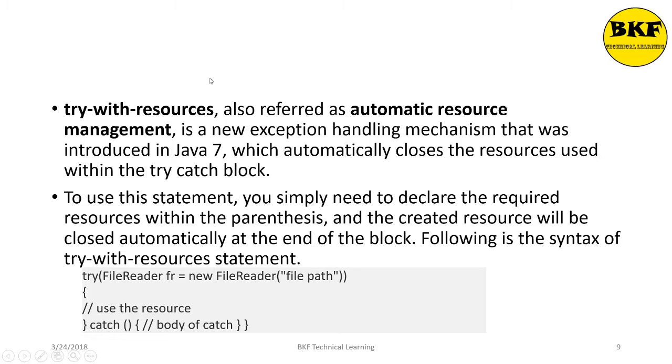Try with resources, also referred as automatic resource management, is a new exception handling mechanism that was introduced in Java 7, which automatically closes the resources used within the try catch block. To use this statement, you simply need to declare the required resources within parentheses, and the created resource will be closed automatically at the end of the block, following the syntax of try with resources statement. So look at this, try, then after try we have a pair of brackets, and inside that pair we initialize the object of classes which we are going to need.